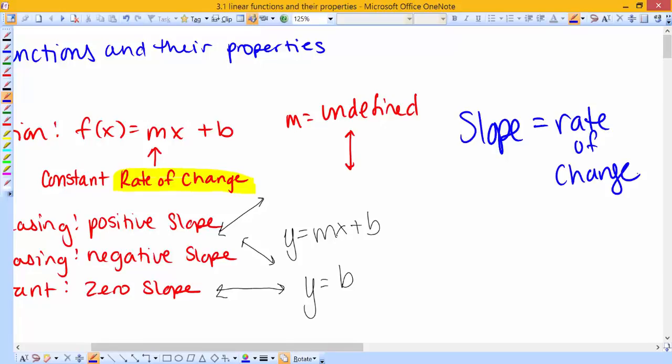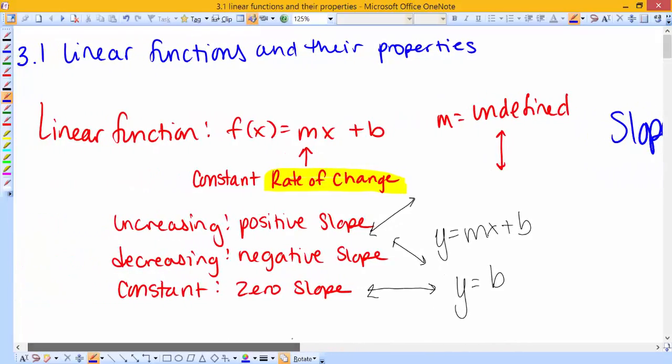Those are the same things, but rate of change is more appropriate because not every graph is going to be a line. There might be parabolas, or there might be logarithmic functions or square root functions, and we just want to find their average rate of change. So rate of change is what we're going to start calling it.